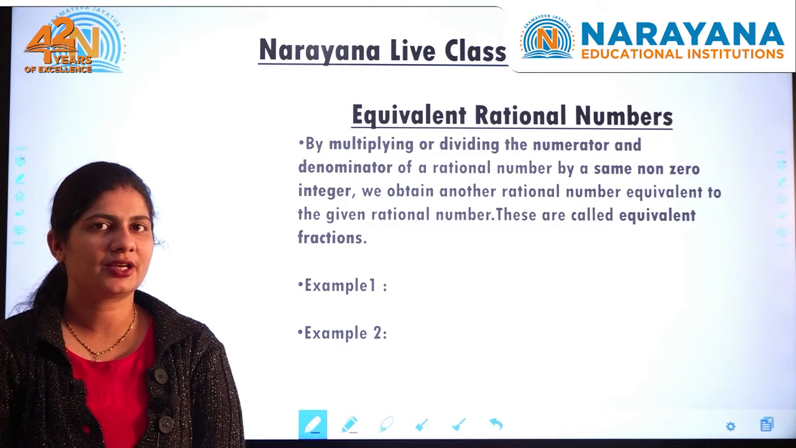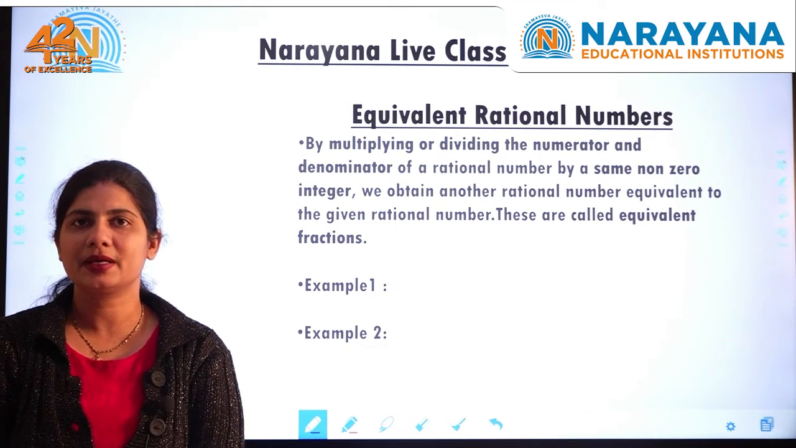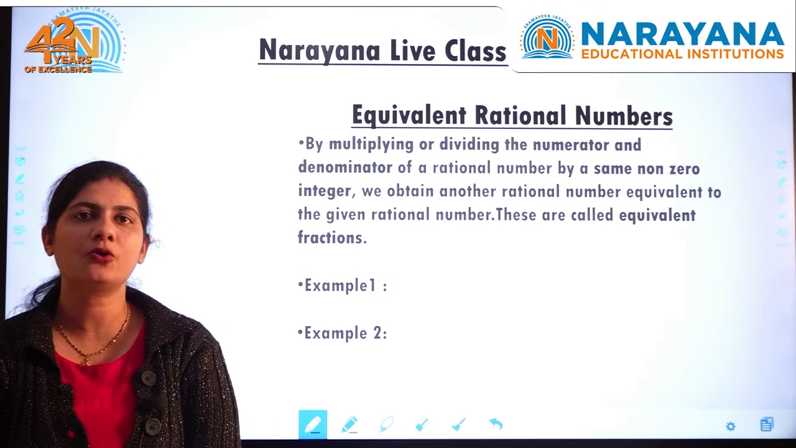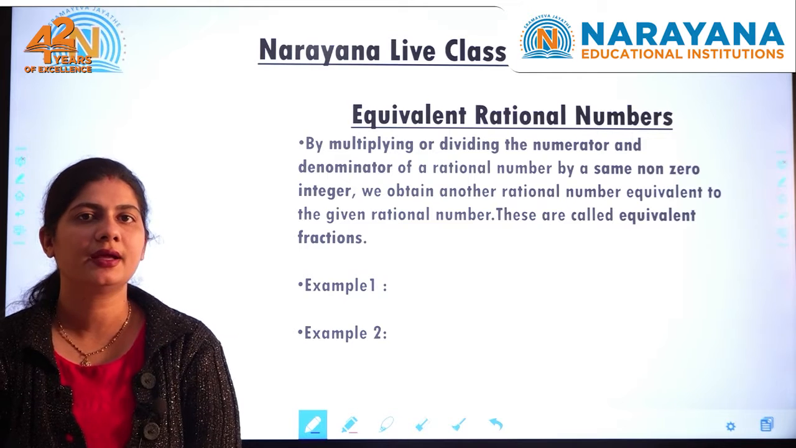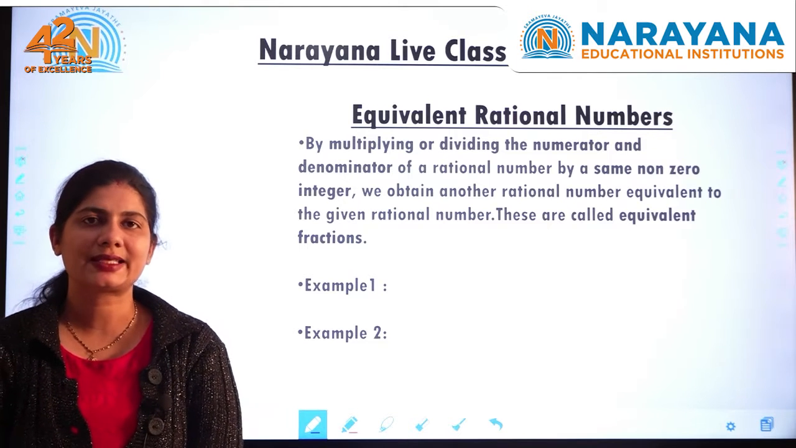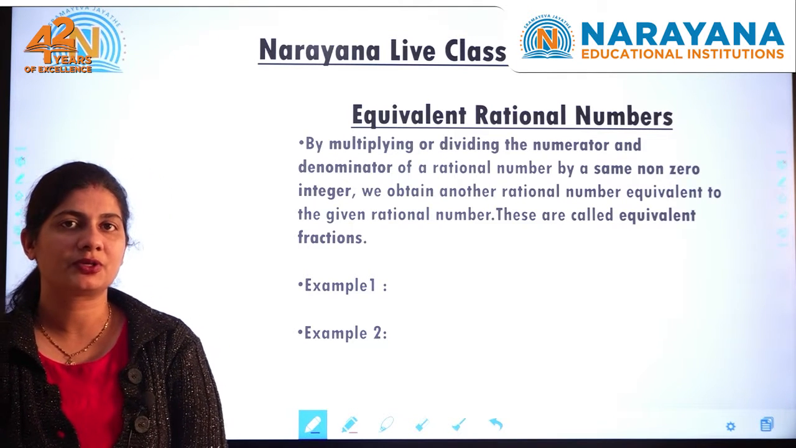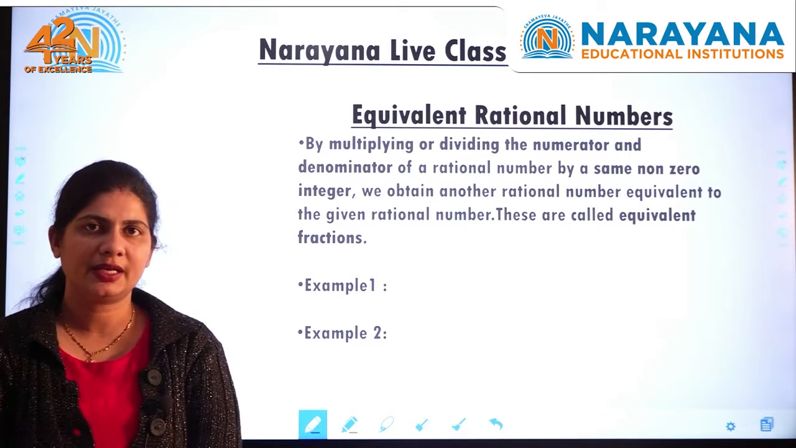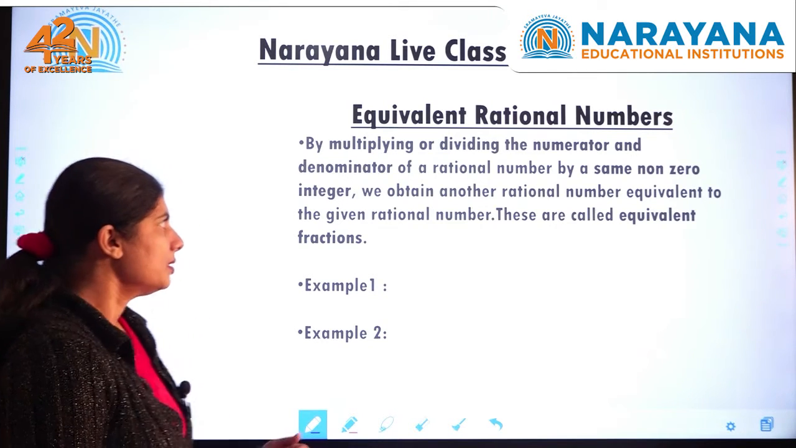We are doing rational numbers and our today's topic is equivalent rational numbers, standard form, and how to represent a rational number on the number line. So we'll start with equivalent rational numbers. So what are equivalent rational numbers? Before we start with the definition, let us see.